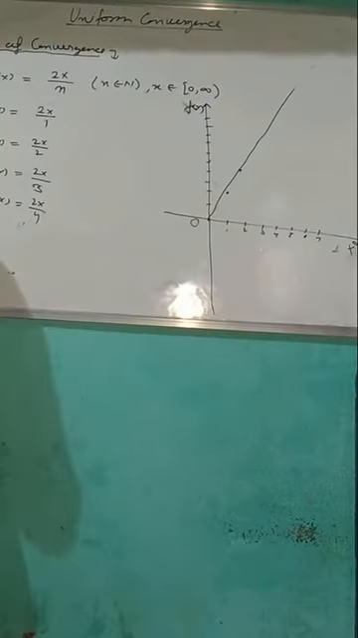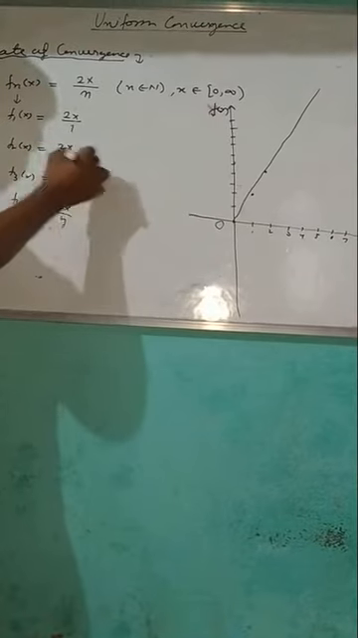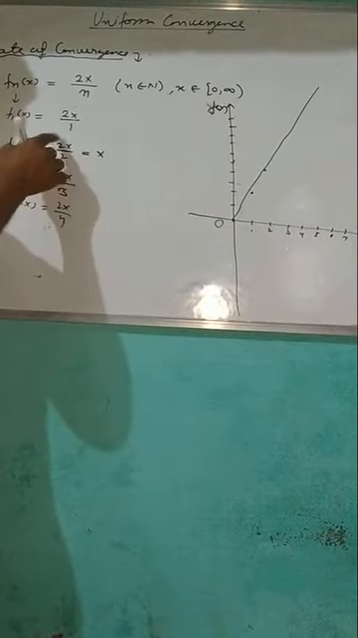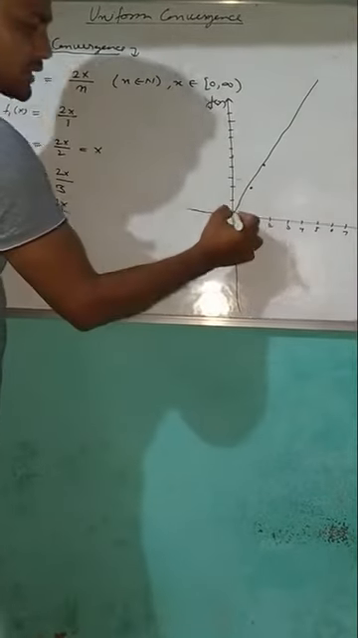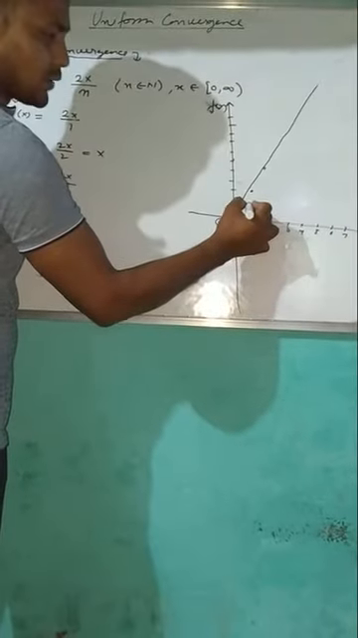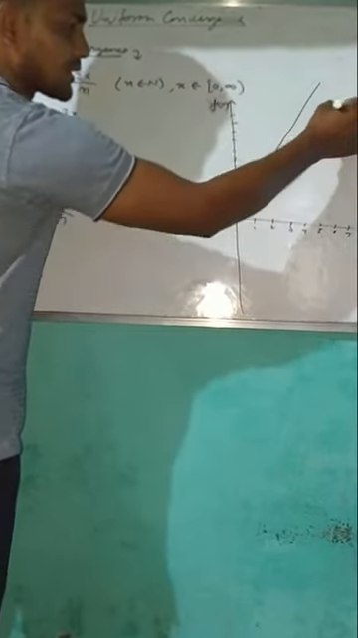Clear? Similarly, for f2(x), this is equal to x, when you cancel out 2 by 2. When x equal to 0, then 0. When 1, then 1. When 2, then 2. When 3, then 3, and so on. The second graph is this.